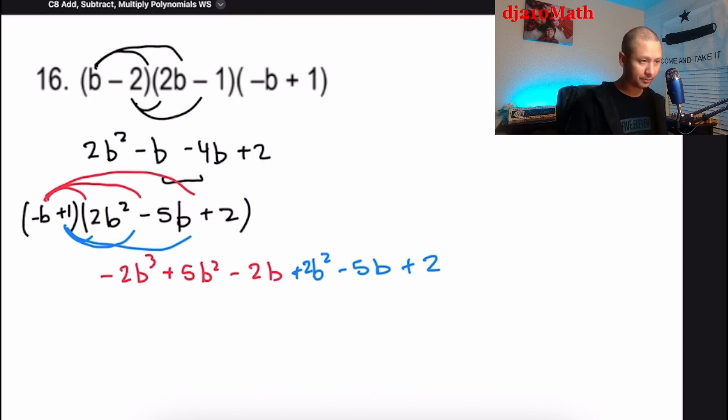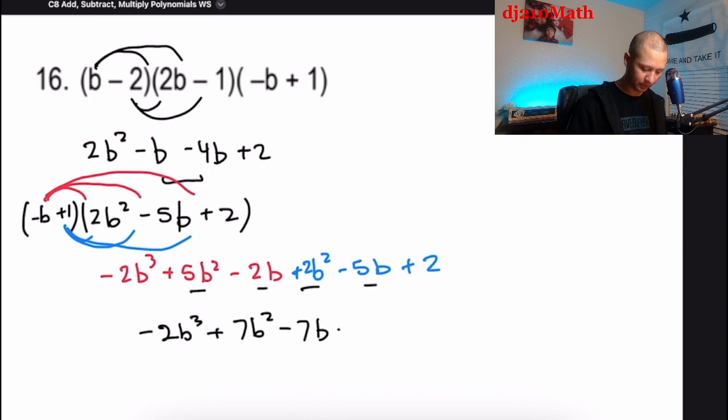All right, combining 2b cubed, 2b squared, so plus 7b squared, 2 single b's, so negative 7b, and then the constant.